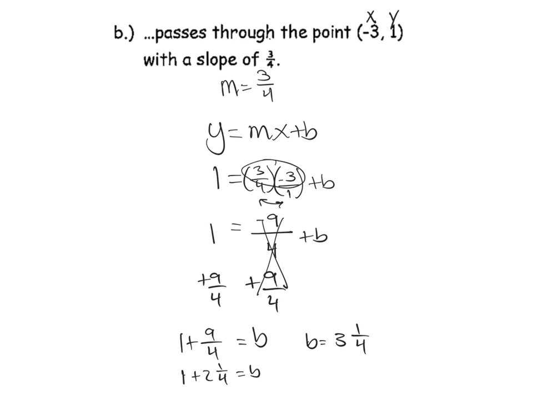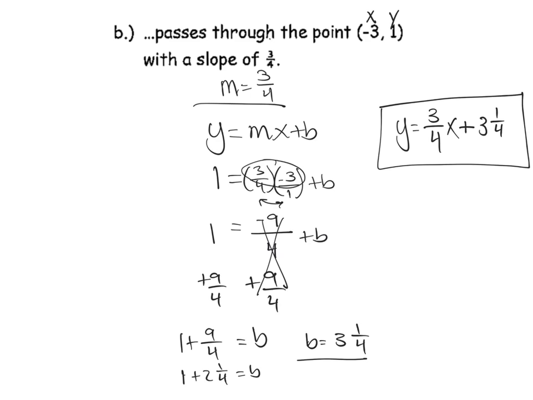Am I done with this example? No. I have to use my b and my m to rewrite y equals mx plus b. So y equals, this is my m, and my b, is it positive or negative? Positive, so it's going to be plus 3 and 1/4. And there's my answer.